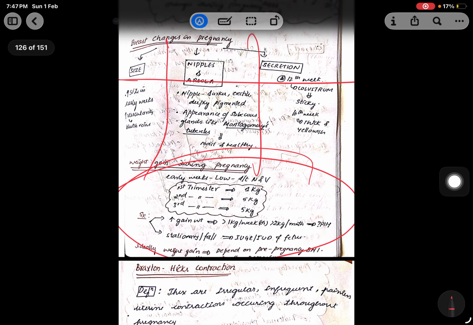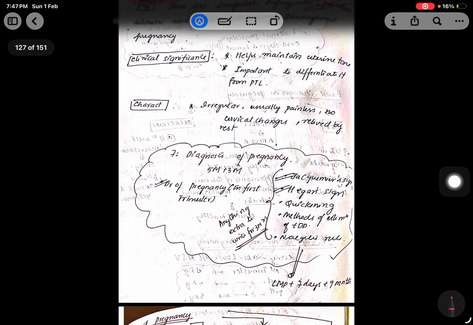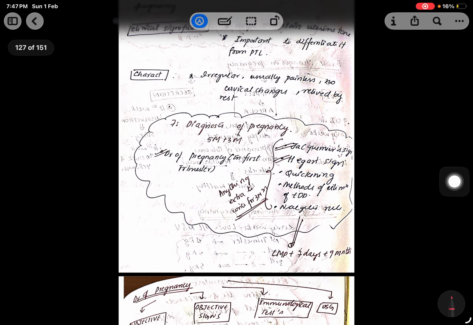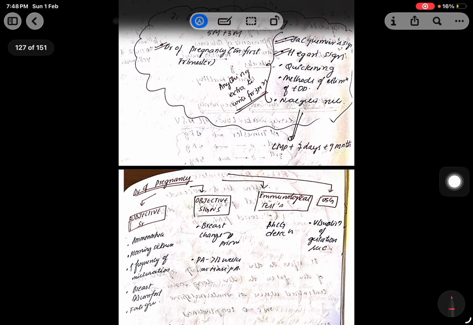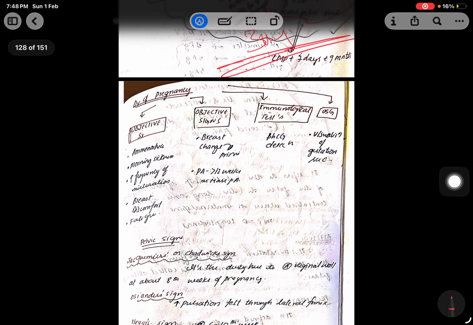This is the weight gain thing which you need to know. Again, what is this? This is true labor contraction. Okay. Diagnosis of pregnancy, again these signs are important and can independently come as 3-markers. So make sure you study those signs.